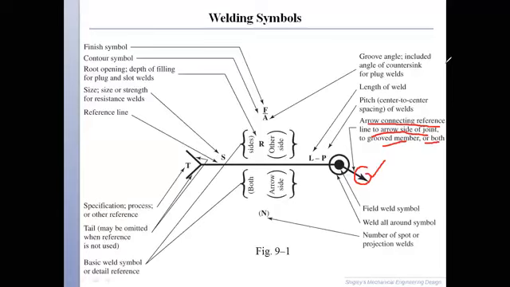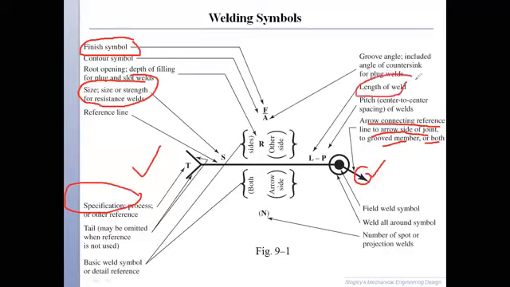Okay sir, fine. So as I said, there is a lot of information that you can include in the drawing. For example, the finish that you would put there, the size and or strength for the resistance weld. Similarly, there can be many process specifications that you would put. Some of the important ones are the length of the weld, and where the weld is done. These are the most important ones. So have a look at these.